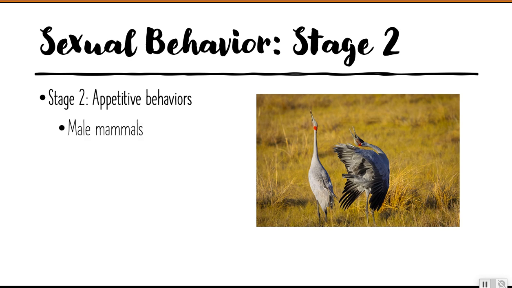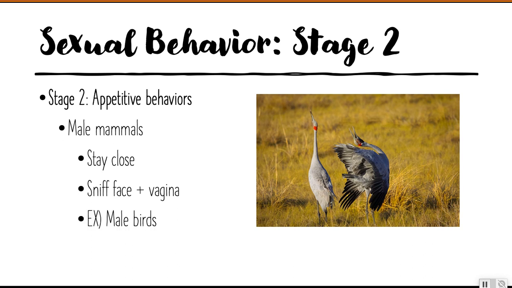So there's a difference in male appetitive behaviors. Male mammals stay close to females. They will often sniff the female's face and or her vagina. An example we have are male birds. Their appetitive behaviors can look like them building nests. They sing songs. They can dance.